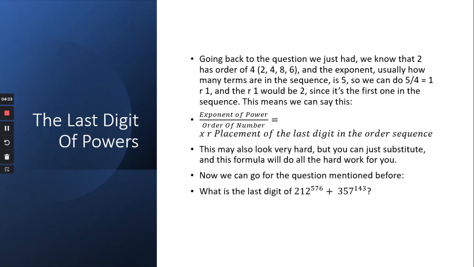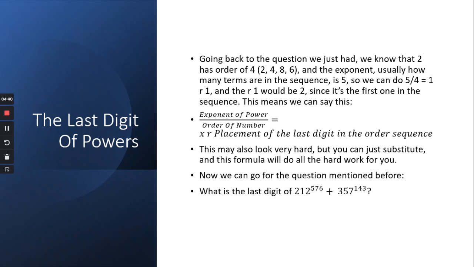We can do this more quickly by doing 5 divided by 4, where 5 is the exponent and the 4 is the order, and you get 1 remainder 1. But you can just take away the quotient because we want to look at the remainder here. It's remainder 1.